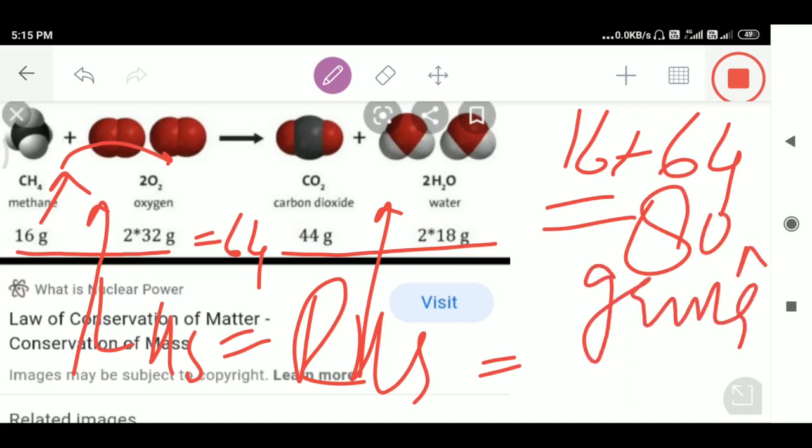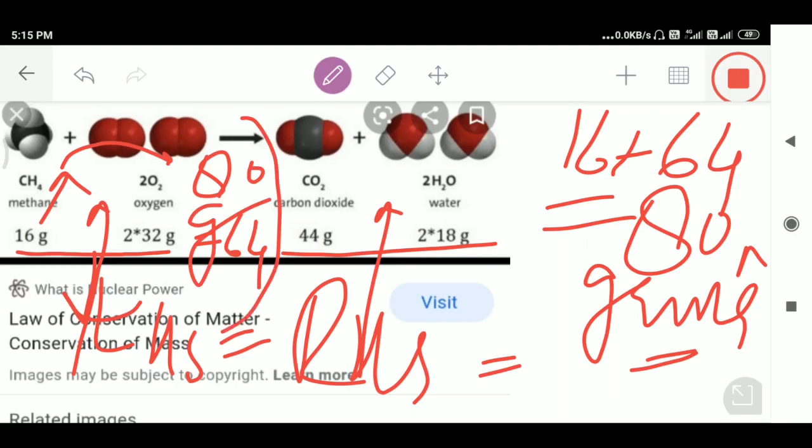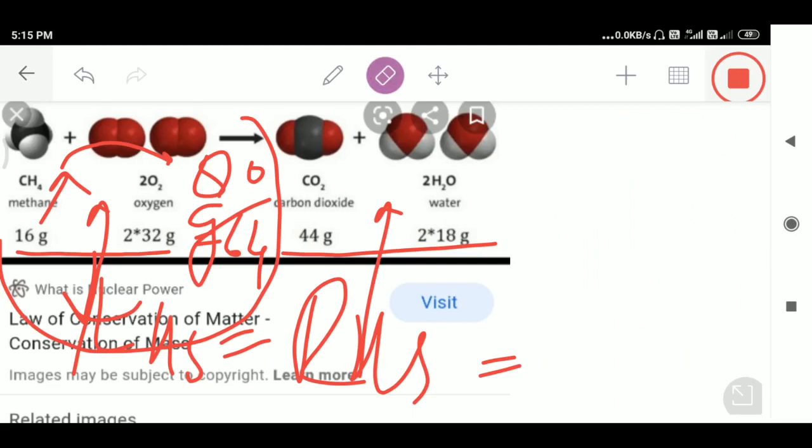So the mass of the reactants is 80 grams. That's the mass of methane plus oxygen, equal to 80 grams. I told you, the mass of the reactants should be equal to the mass of the products. These two are reactants and these are the products. Let's discuss the mass of the products.